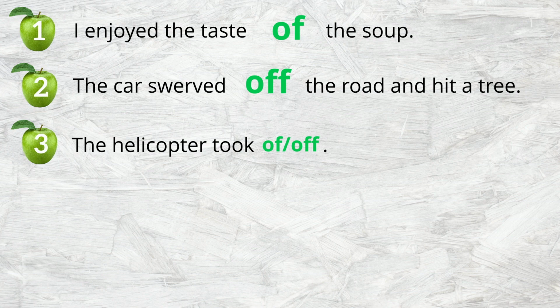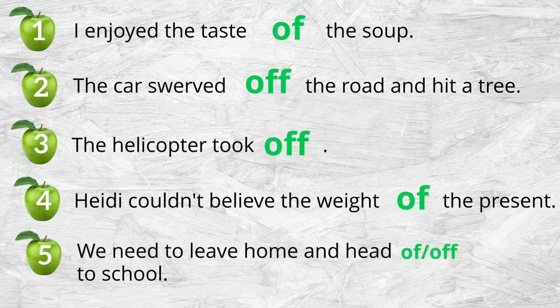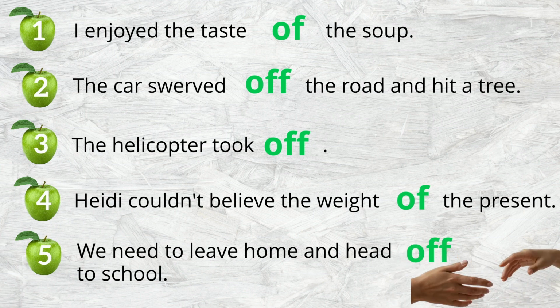The helicopter is no longer connected to the ground, so we need to use off. The weight is connected to the present, and to show this connection, we will use of. We are leaving home in order to get to school. Off helps show that we are separating ourselves from home.